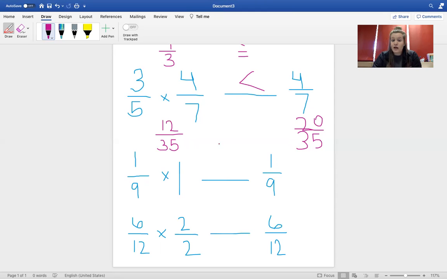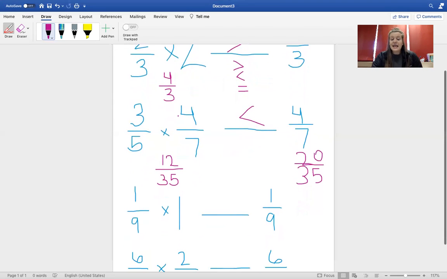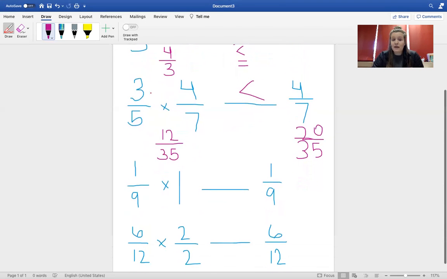And I just solved those problems and then made common denominators so you could actually compare. But you actually don't have to solve the problems. Just like in our first one, 2/3 was multiplied by 2 on our left side, but it wasn't multiplied by anything on the right side. So we know that the side multiplied by 2 is going to be greater. In our second problem, 4/7 was multiplied by 3/5, which is less than 1. So we know that our number is going to get smaller.